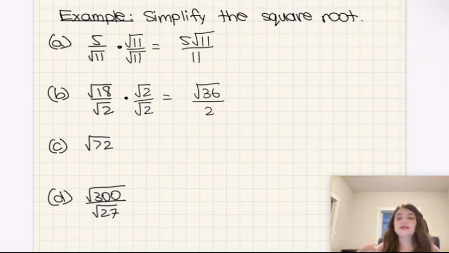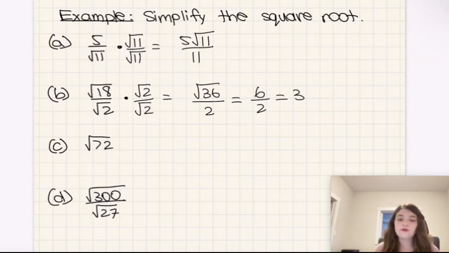The next thing I notice is that root 36 not only has a factor that's a perfect square, it itself is a perfect square. So I'm going to simplify that to 6. So then we have 6 over 2, and 6 divided by 2 is 3. So therefore the answer to this is 3.